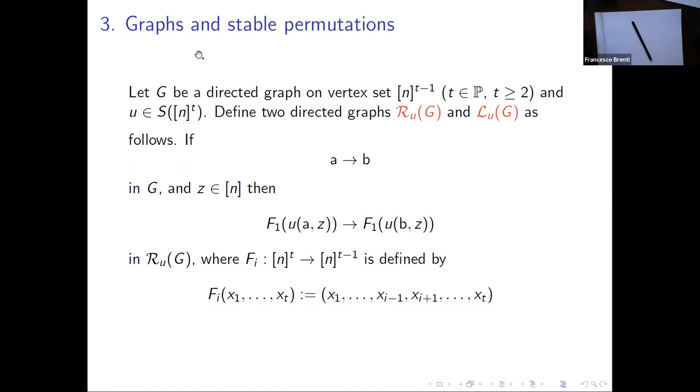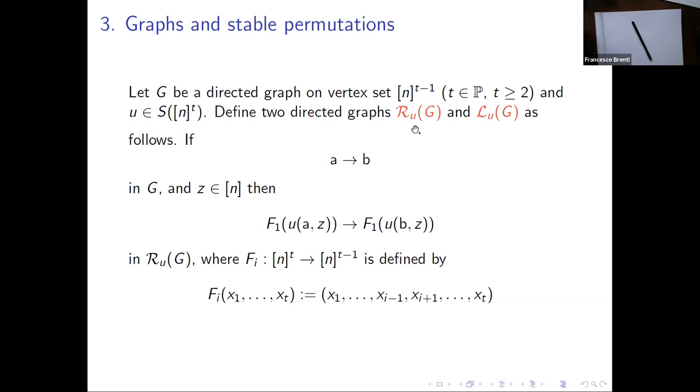I'm going to describe an operation that starts with a directed graph on vertex set the t minus one dimensional discrete hypercube. So the vertices of this graph are exactly the vertices of the discrete hypercube of dimension t minus one and side n. And U is a permutation of the hypercube of one dimension higher, n to the t. And I define two operators, R sub U and L sub U, that take such a graph as input and produce another directed graph.